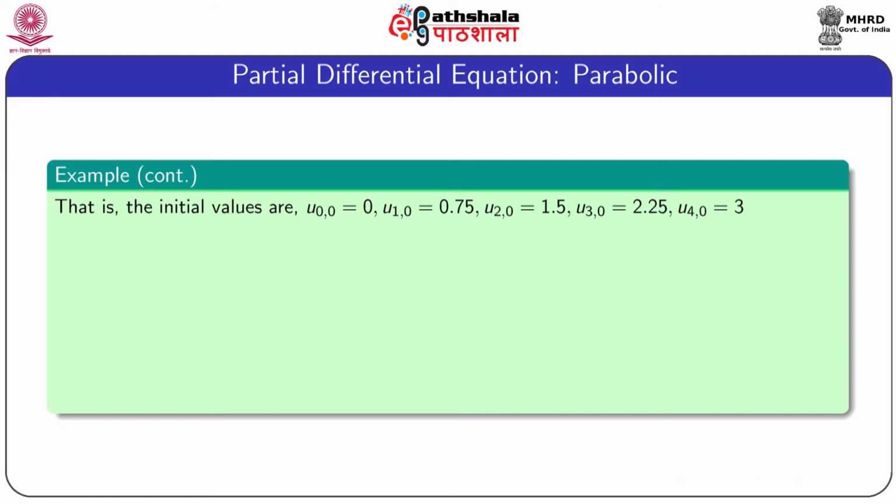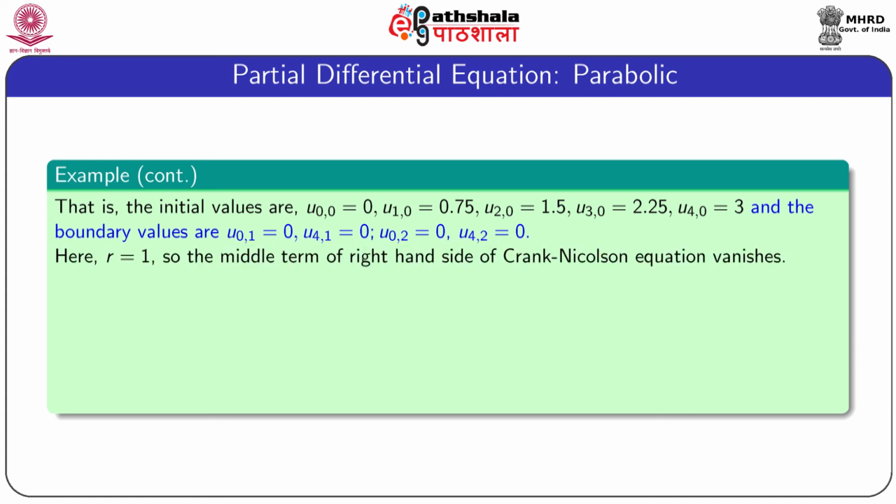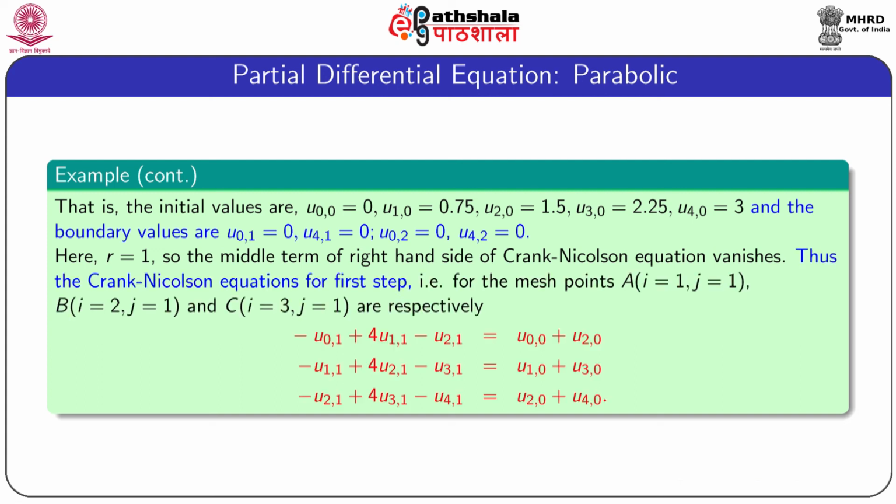So, the initial values are u00 equal to 0, u10 equal to 0.75, u20 equal to 1.5, u30 equal to 2.25 and u40 equal to 3. And the boundary conditions are u01 equal to 0, u41 equal to 0, u02 equal to 0 and u42 equal to 0. And for r equal to 1, the middle terms of the right hand side of the Crank-Nicholson equation become 0.